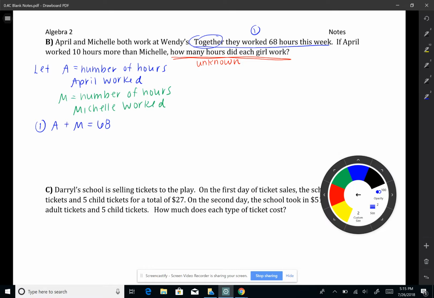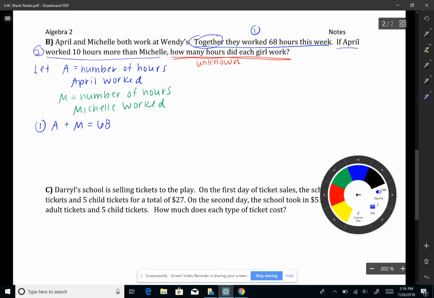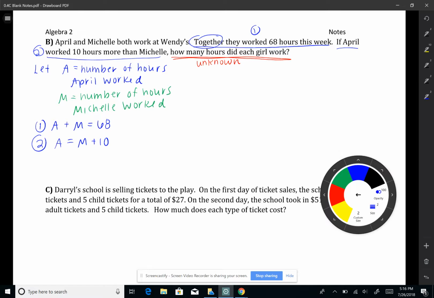Then it says, if April worked 10 hours more than Michelle, how many hours did each girl work? Well, we've already taken care of the last part of the sentence. That's the unknown. But the first part says April worked 10 hours more than Michelle. So this is going to be my second equation. That means that April's hours equal Michelle's hours plus 10. There's our system.